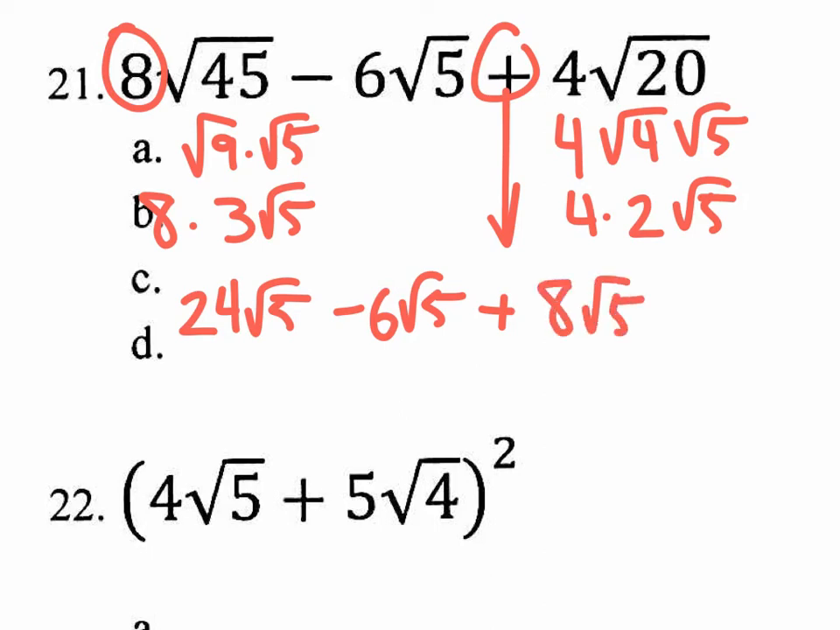So if you look at your 3 terms now, you have all the same square root of 5s. So now you could actually go 24, take away 6, plus 8. Because they're all like terms, you could just add and subtract them. So that's really going to be a final answer of 26 square roots of 5.